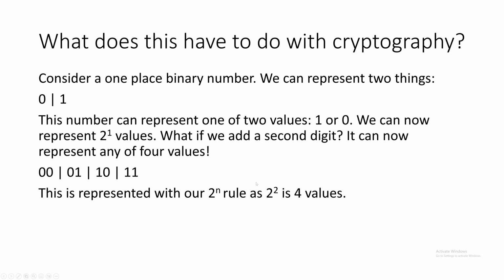Consider a one-place binary number, like, where's my mouse? Right here. Like this. We can represent 2 things. We can either represent 0 or we can represent 1. We can now represent 2 to the power of 1 values, which is 2. 2 values, 0 or 1. What if we add a second digit? We can now represent any of 4 values. We can represent 0 0, 0 1, 1 0, or 1 1. This is represented with our 2 to the power of n rule, as 2 to the power of 2 is 4. So here we can see once we add a second digit, we can represent 4 values.